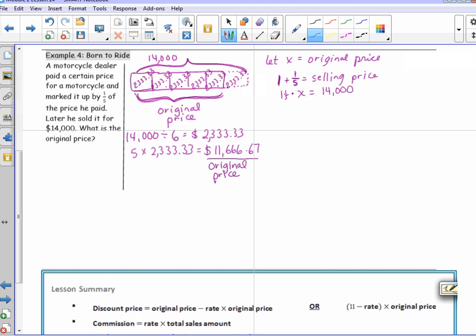So now we have an equation to solve, and we'll draw a wall between the two sides to keep them equal. And to undo this multiplication, we are going to divide. You show division using a fraction bar, and we'll have to do the same operation with the same number on both sides of the wall. So we have 1 and 1/5 divided by 1 and 1/5, and 14,000 divided by 1 and 1/5. A number divided by itself is 1, and 1 times x is x. And then 14,000 divided by 1 and 1/5 is $11,666.67. And that gives us the original price of the motorcycle.